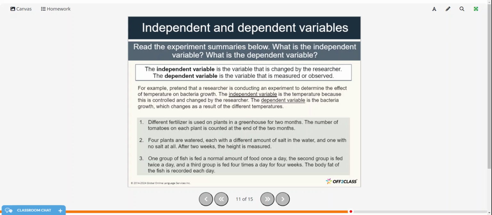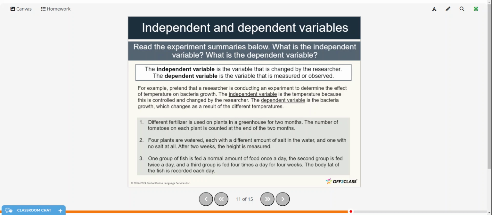So independent and dependent variables. Read the experiment summaries below. What is the independent variable and what is the dependent variable? The independent variable is the variable that is changed by the researcher. The dependent variable is the variable that is measured or observed.